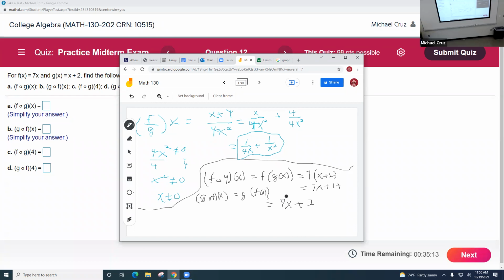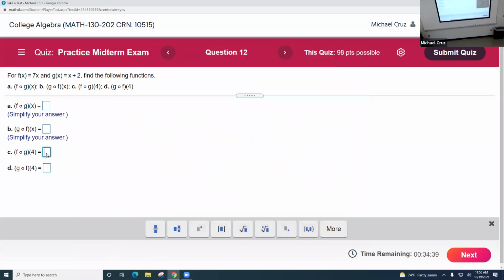All right, so now we're going to go back and then find out what these are. So the first, well, they both want 4. We'll just do both of them. So 7 times 4 plus 14 is equal to, what is that, 28? Yes. 28 plus 14, let's see, 42? So that's what that one is. That one's 42. I did it right.